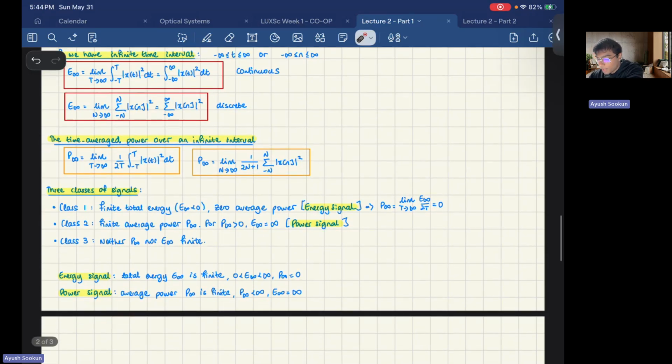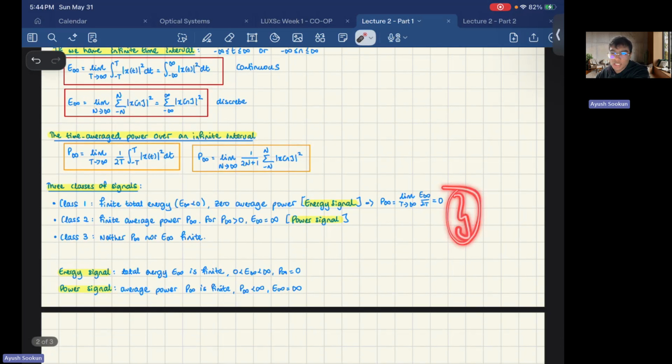Class 2 is finite average power, P infinity. For P infinity greater than 0, you get E infinity equals infinity. So this is a power signal. Okay, it's called a power signal. Now, when you have neither P infinity nor E infinity being finite, that's in class 3. Okay. I don't remember having these show up when I took the class, but I guess it's important to know. Although I will admit that I have never really used the term energy signal or power signal in future classes, so I'm just going to mention them there just in case.